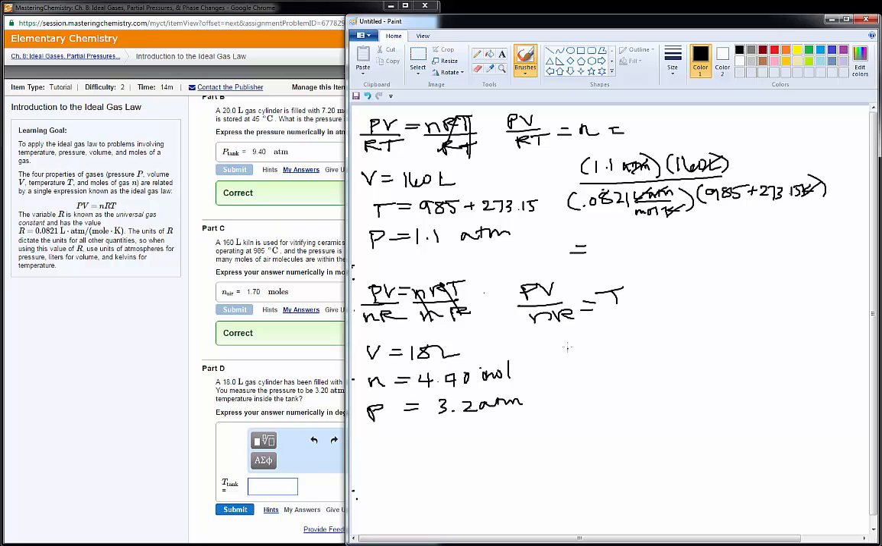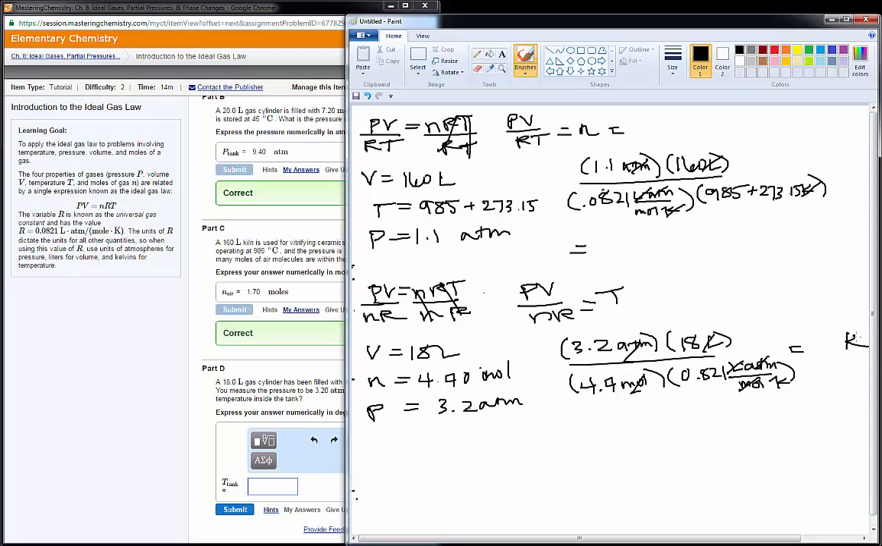We plug this in, 3.2 atmospheres, 18 liters, 4.4 moles, and 0.0821 liter atmospheres per mole Kelvin. Atmospheres cancel, liters cancel, moles cancel. 1 divided by 1 over Kelvin gives us an answer in Kelvin.